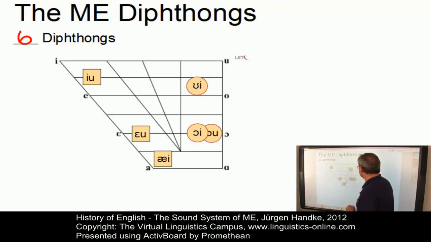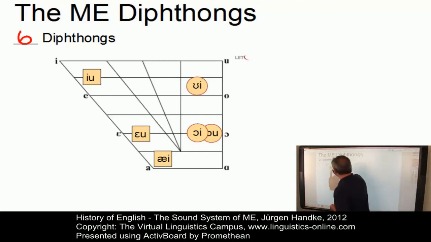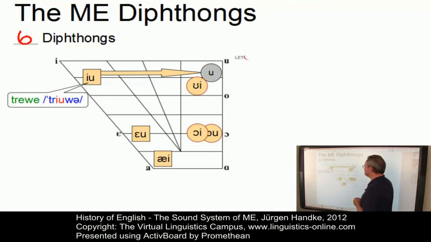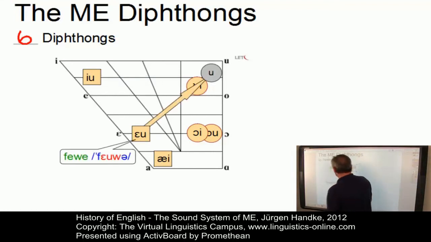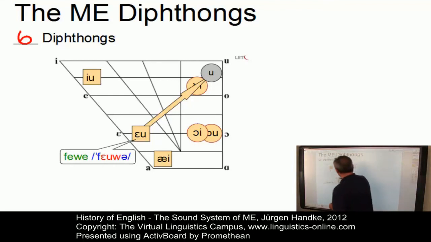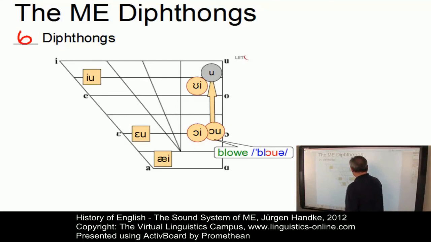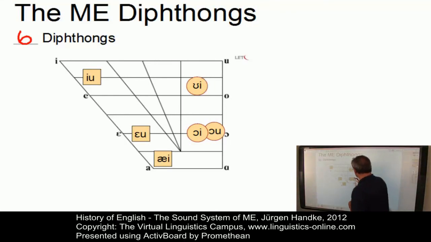Here they are. Let's start with the back upgliding diphthongs. There's first of all this one here, iu, as in triuve. Then we have eu, as in feuve, present-day English few. And there was this one, ou, as in blowe, present-day English blow.